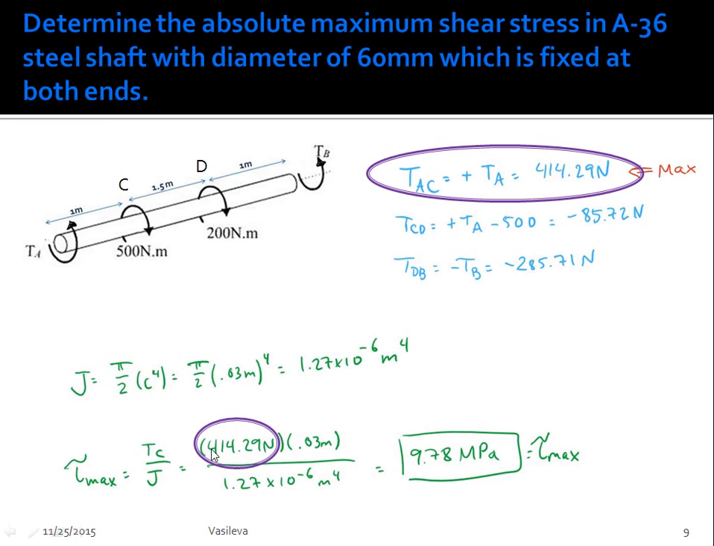I'm going to plug that into my Tmax equation, which is TC over J. So for T, I plug in TAC, which is 414.29. For my C, that's the radius, which is 0.03 meters, and then I have to calculate J, where J is pi over 2 c to the fourth, and C is our radius. So once I plug that in, I get this, and my tau max, or my absolute maximum shear stress, turns out to be 9.78 megapascals.